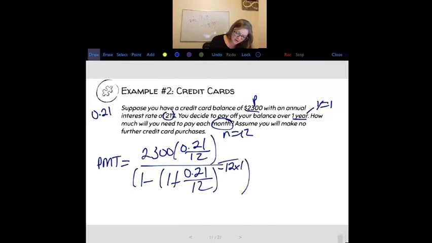Okay. So again, in the blue, if you have the Casio, you should be able to put it in just like this. I'm not using a whiteboard. If you have the Texas Instruments, make sure that you use what's in green, and it's still the monthly payment or the payment formula for credit cards. Okay. So 2,300 times 0.21 divided by 12 divided by 1 minus 1 plus 0.21 divided by 12.